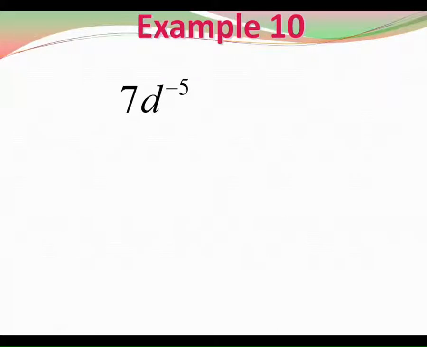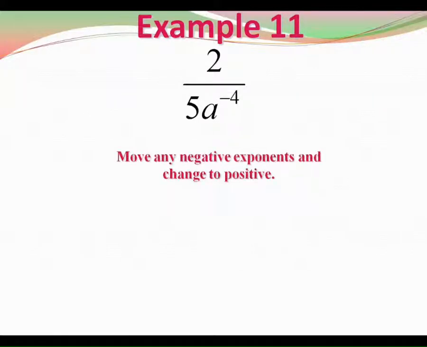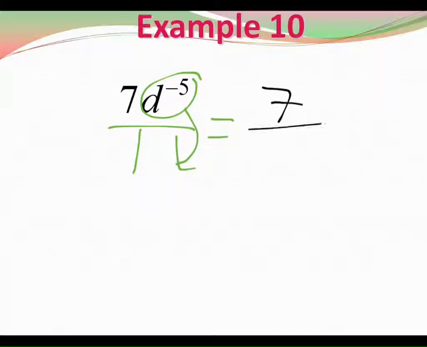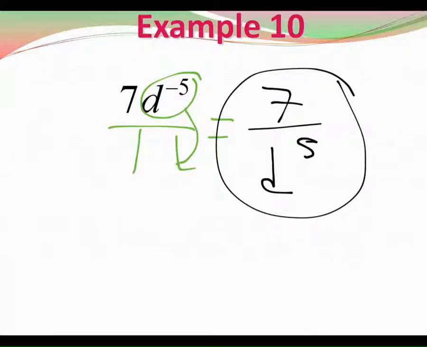Here, if I just have 7d to the negative 5, I'm okay with the 7 if I just want to simplify this monomial, but again, I have a negative exponent. So I can just put that over 1, and all I need to do is move that to the denominator. So it'll leave me with 7 over d to the 5th. Then if I told you, okay, d is 3, you could plug in 3 for d, take it to the 5th power, take 7 divided by that number. So anytime you have a negative exponent, move it and change it.